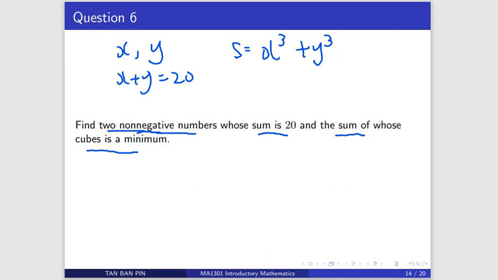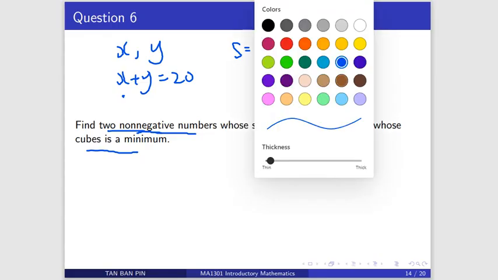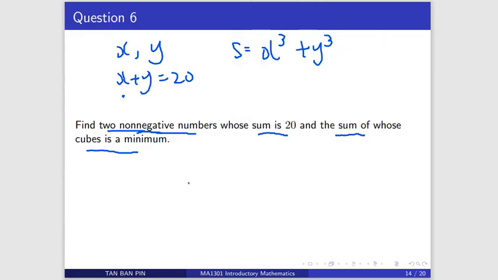So you look back here, right? That means you want the sum of cubes to be minimum. And you can try out. If you consider integers, actually you'll be looking at 0 and 20, 1 and 19, and so on, 2 and 18. Then you will find that 10 gives you the smallest cube. But for this question, the question did not say the two numbers are integers, so you cannot do it this way.